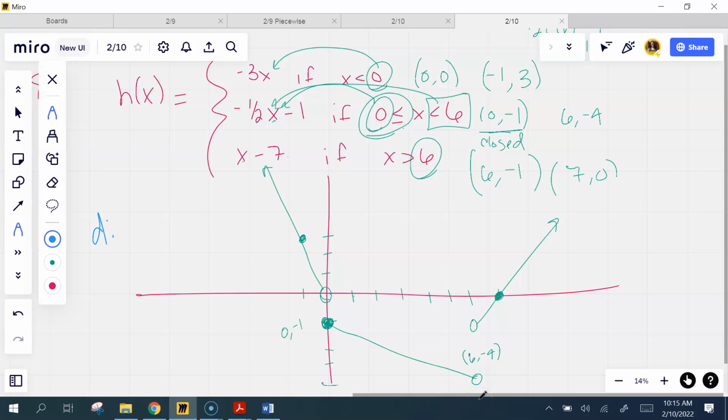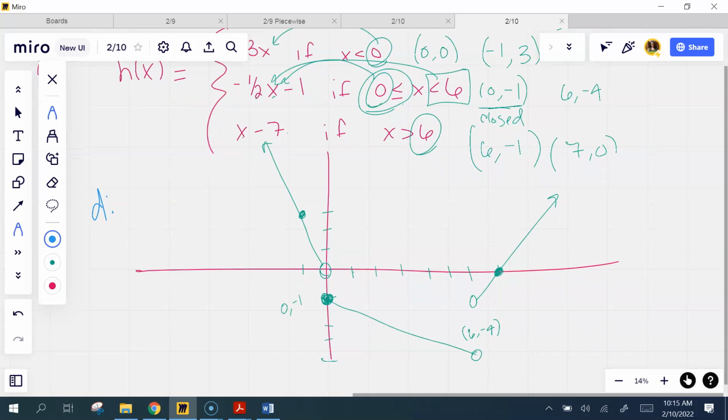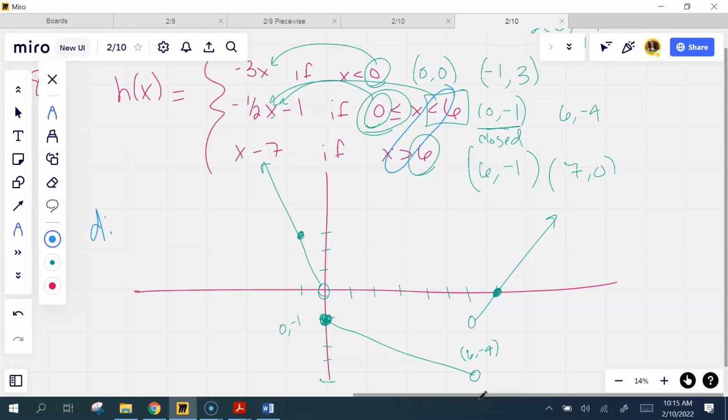Yeah, they are. What does that mean? They are. They're both open because they're both of these signs. So 6 is not in the domain, right? Do you see that? 6 is not a part of this graph. Nowhere on here can x be 6 because these are open.